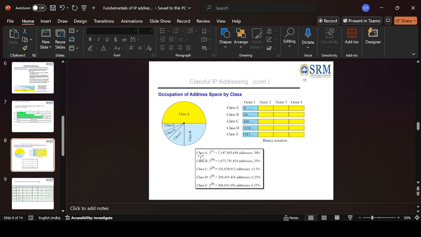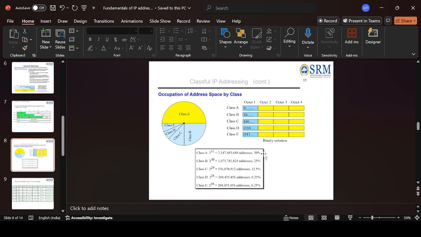We'll see the address space occupied by these classes. As I told you, for class A it starts with 0, class B it is 10, class C it is 110, class D it is 1110, and class E it is four ones. We'll see the space each is occupying.